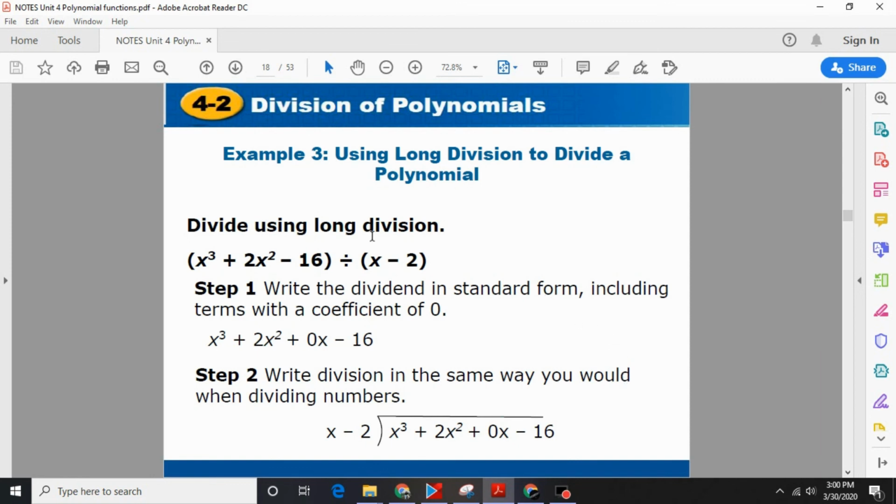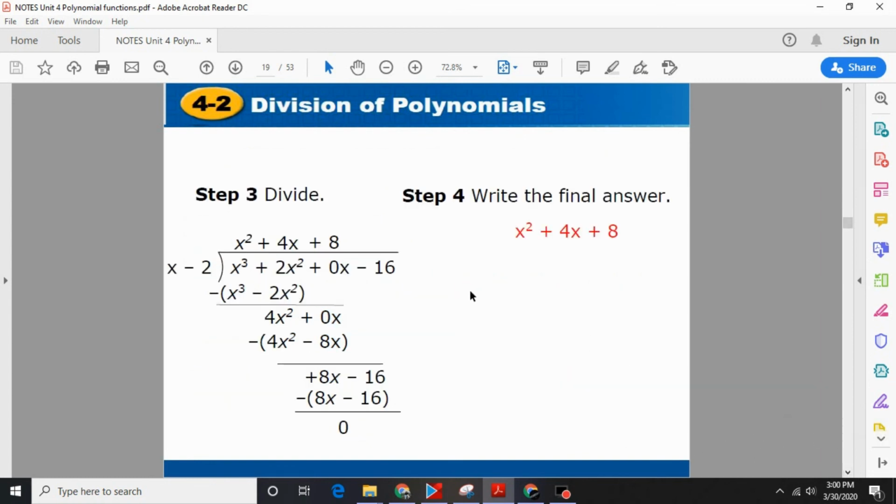Right. Next example, follow the same process. Write these in order. They're in order. They're missing a term, so go ahead and put that term in, and then start your division process. And in doing so, you're going to get a final answer with no remainder, which means that this is a factor.